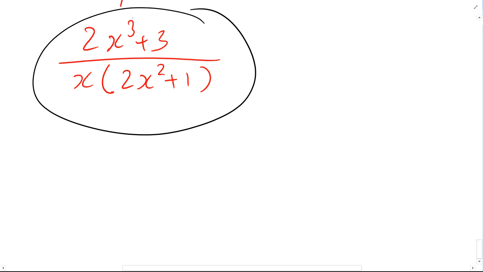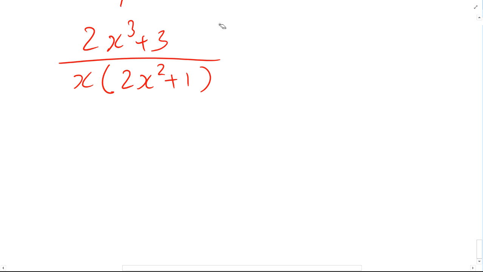Okay, listen. The degree, the highest power, is the same as the degree over here, right? 3 and 3. So it is improper. So since it is improper, what do we need to do? We need to do long division. Let us do our long division.